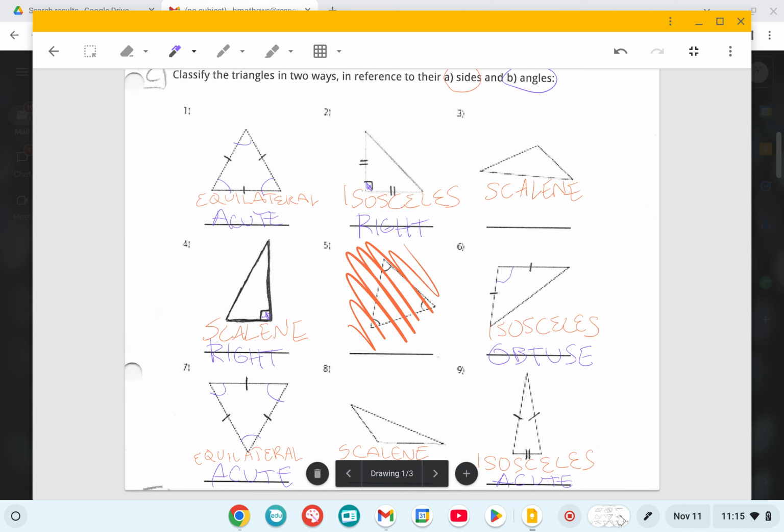And then number 3 is going to be obtuse, again, because we can see that there is an obtuse angle. Should be easy to recognize. It's right here. It's bigger than 90 degrees. And actually, same thing with number 8. This is also an obtuse triangle because that angle is bigger than 90 degrees.